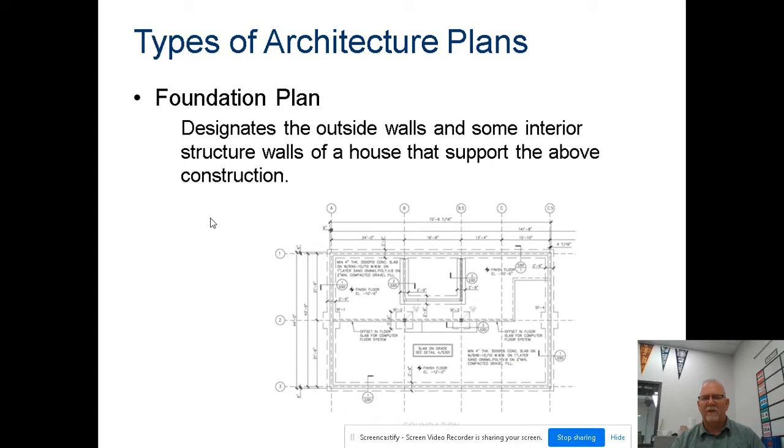Next one is a foundation plan. Foundation plans designate the outside walls and some interior structure walls that support the construction. Okay, remember we talked about foundation. This shows where those heavy walls are that support the roof or the ceiling.